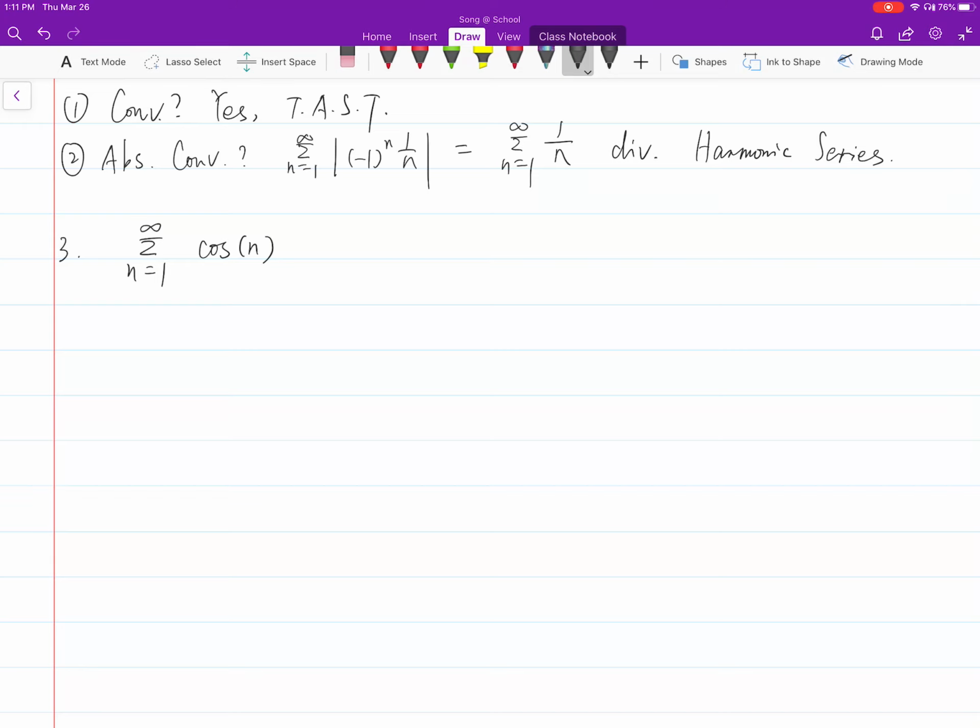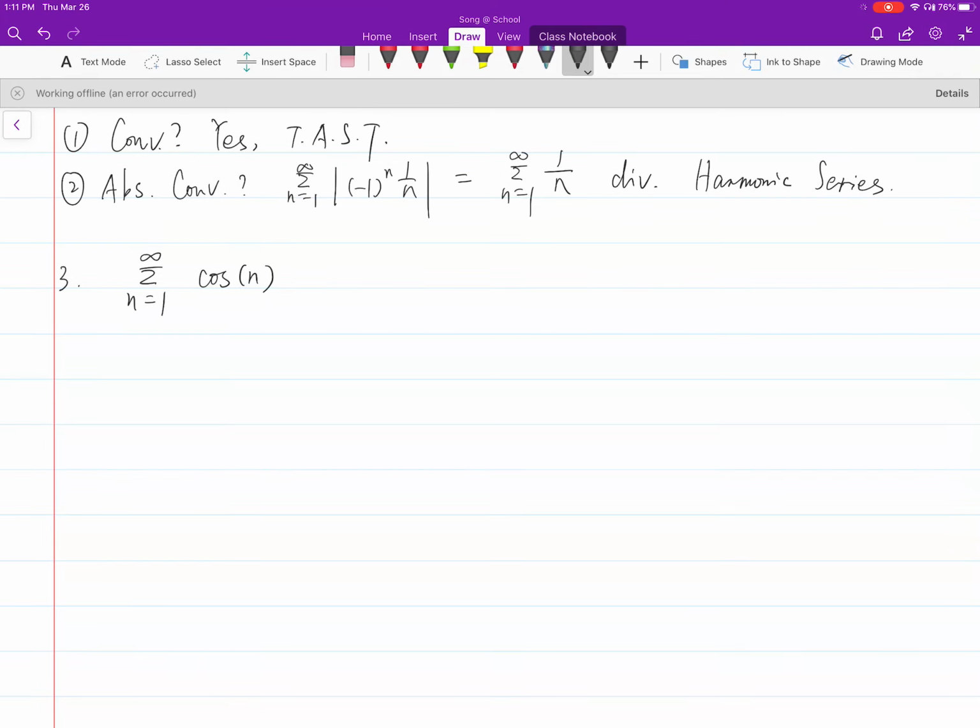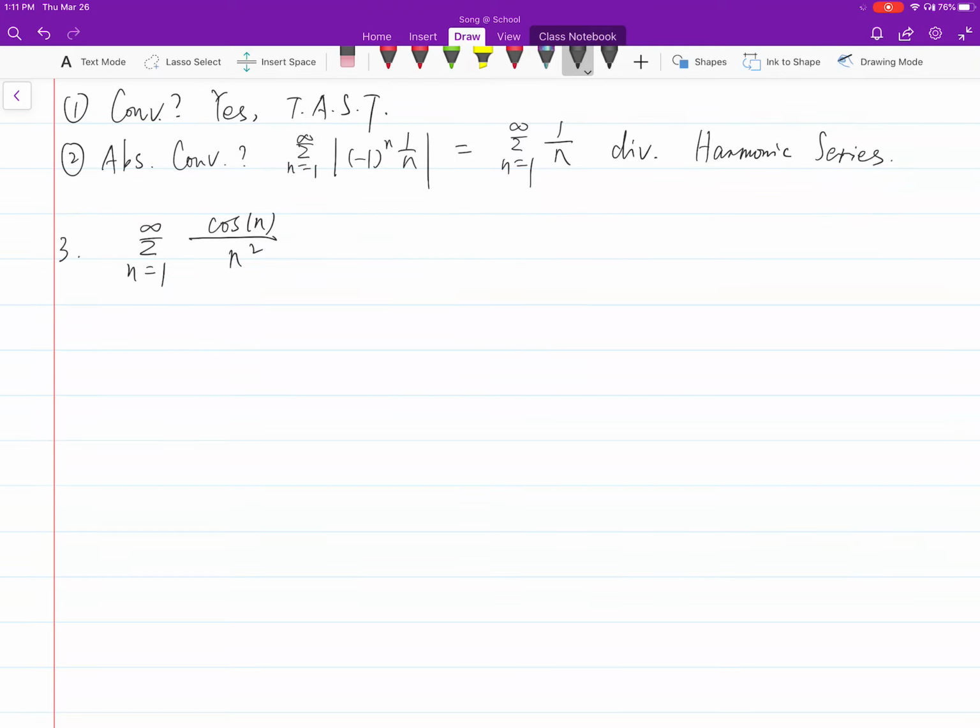The sum from n equals 1 to infinity of cosine n. Okay. Oh, let's not do this. Let's do cosine n over n squared. Okay. What is this? Well, it's going to be a sequence: cosine 1 over 1 squared plus cosine 2 over 2 squared plus cosine 3 over 3 squared, and dot, dot, dot.